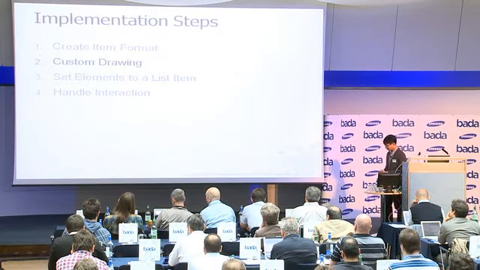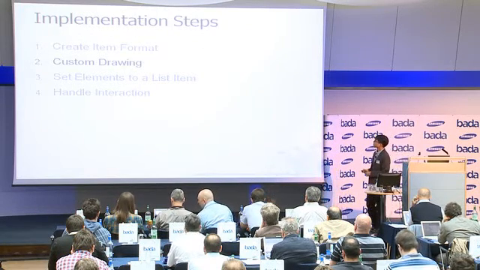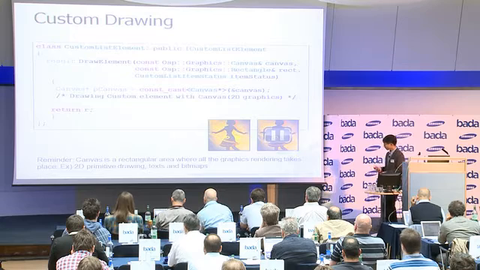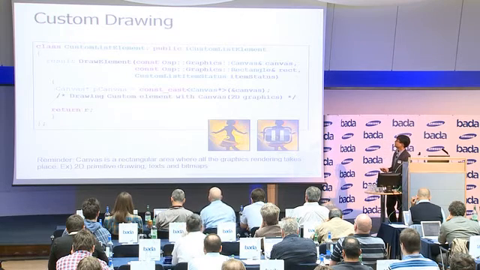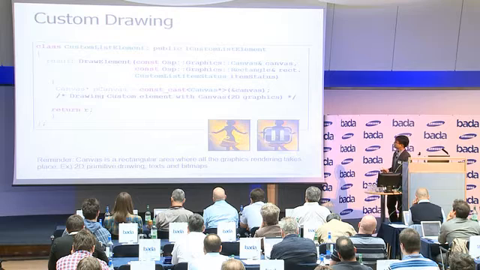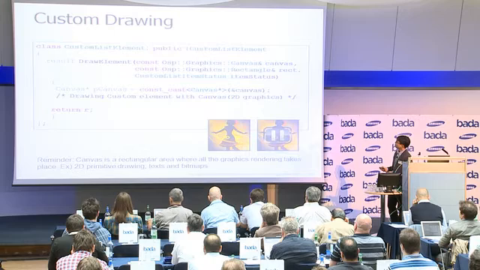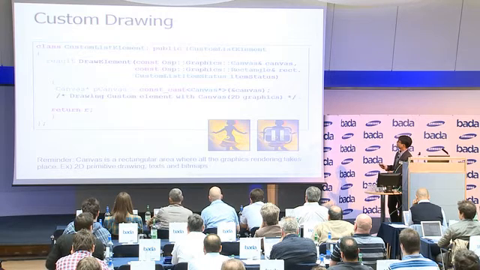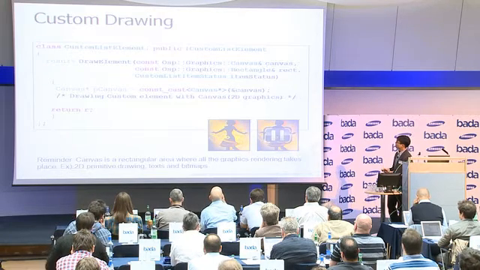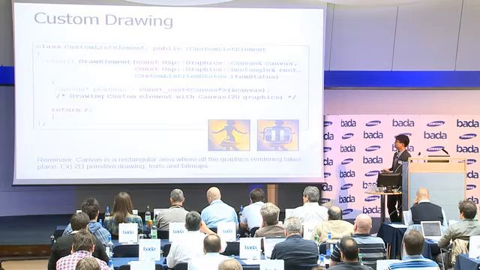Now, custom drawing. This is slightly more complex. So what we do is we provide an interface. It's an ICustomListElement interface. And when you implement this interface, this DrawElement method gets called every time that list has to be drawn. So it gives you, as a parameter, the canvas. So you can take this canvas, and to this canvas, you can do any drawing that you want.